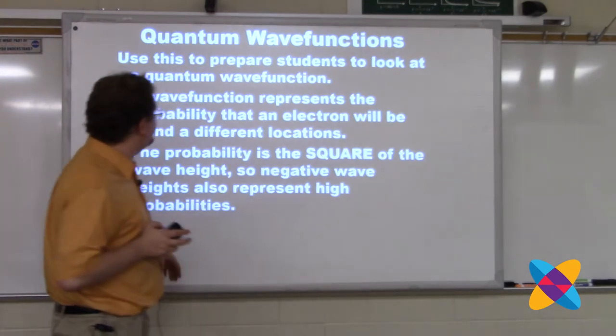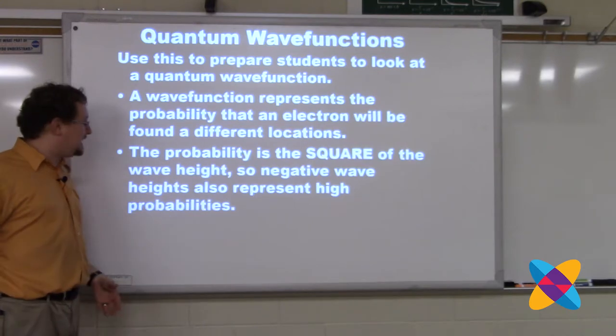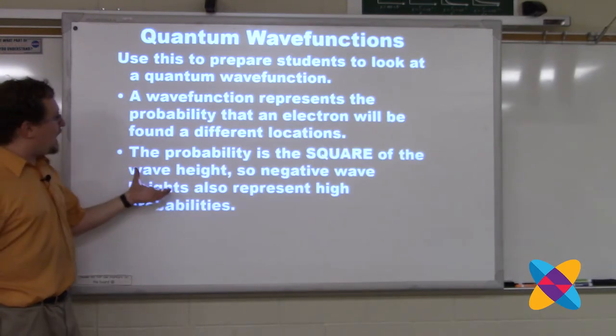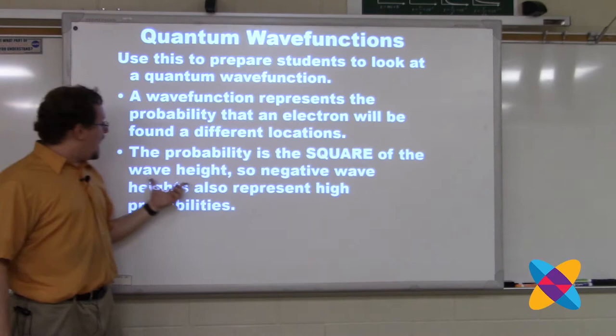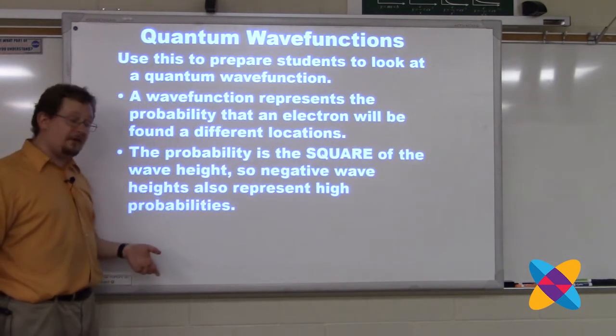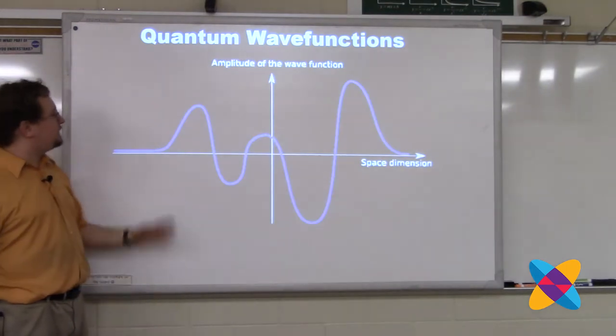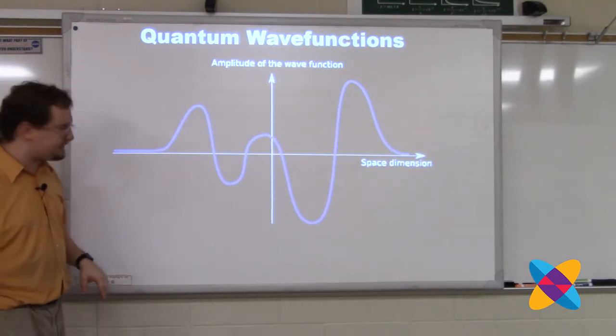A wave function is one of them. A wave function represents the probability that an electron will be found at different locations. Be careful, the probability is the square of the wave's height. So that means a negative wave height on a wave function also represents a high probability. Here's an example wave function. I hope you can see it.